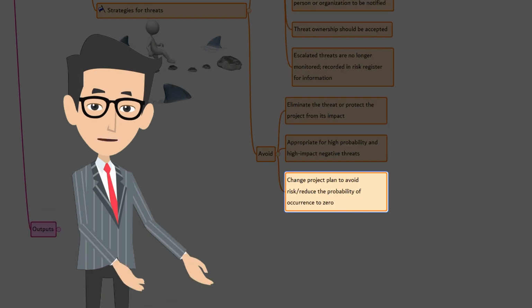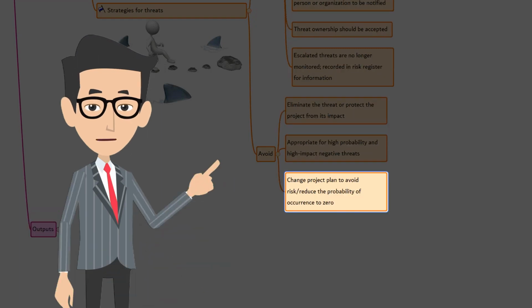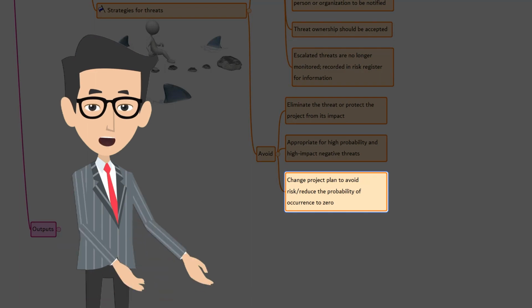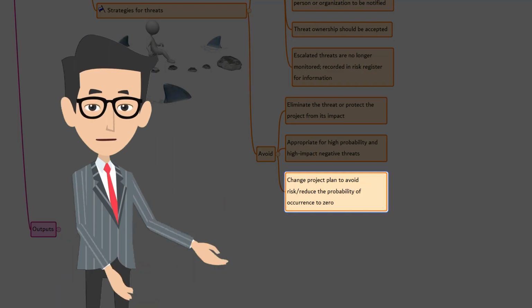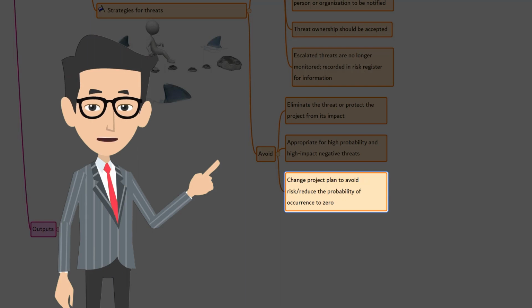You may even make changes in the project plan so that the entire risk itself gets eliminated, or you try to reduce the probability of occurrence to zero. This is the best technique to manage risk. However, this cannot be applied all the time.